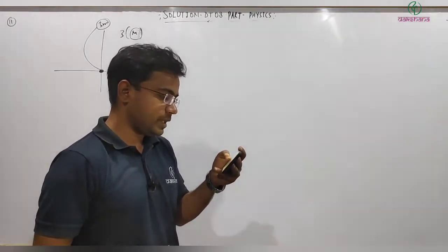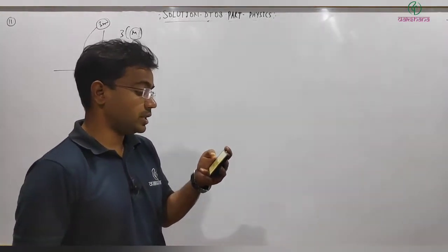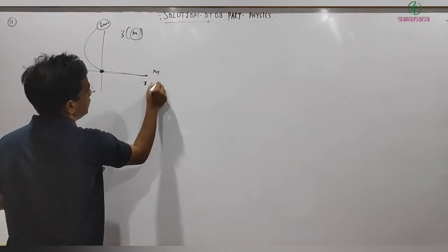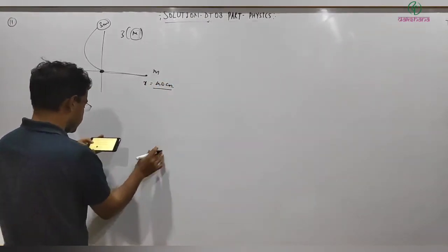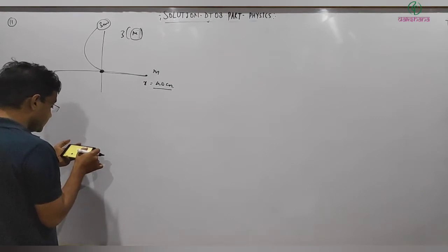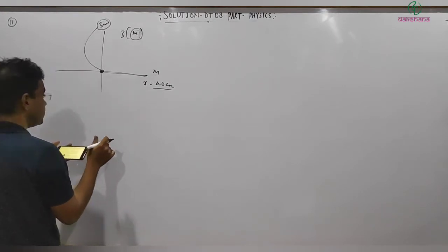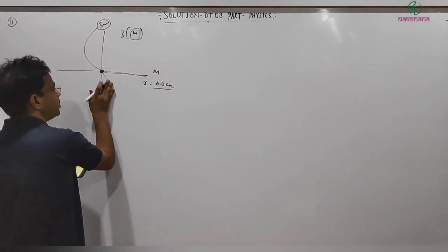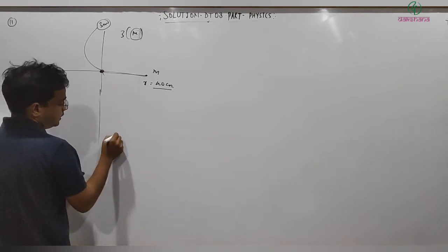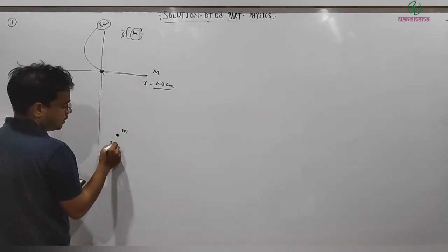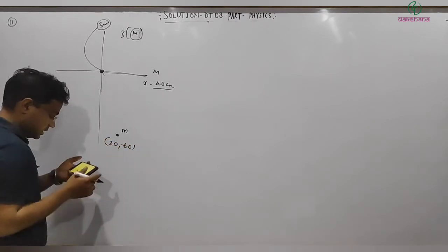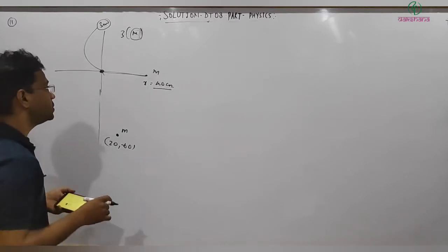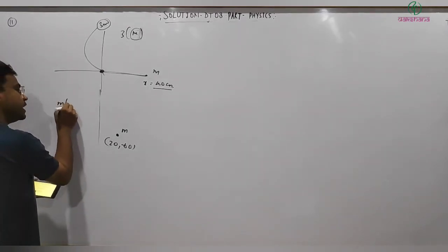At a certain instant, one piece is on the x-axis at x equal to 40, so one piece of mass m is here, at x equal to 40 centimeter. Another piece is at x equal to 20 and y equal to minus 60, basically somewhere here, mass m, at 20 comma minus 60. Then it is asking to find the position of the third piece. Let's say the position of the third piece of mass m is x comma y.